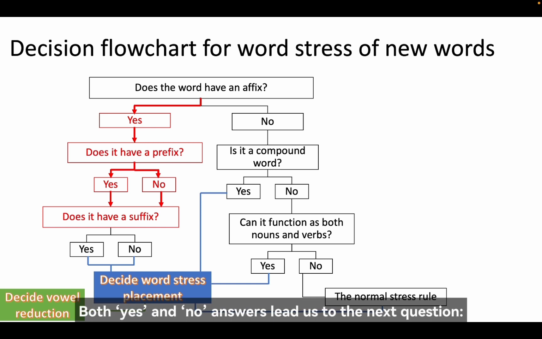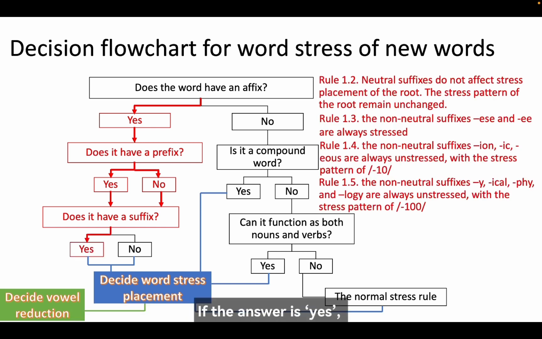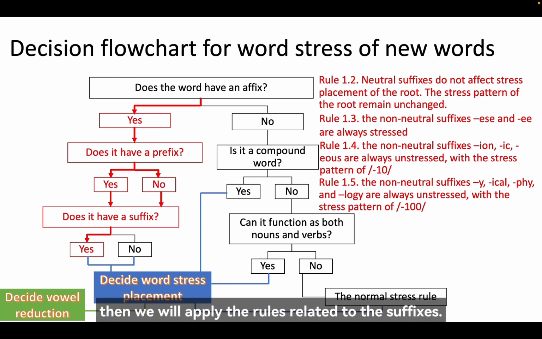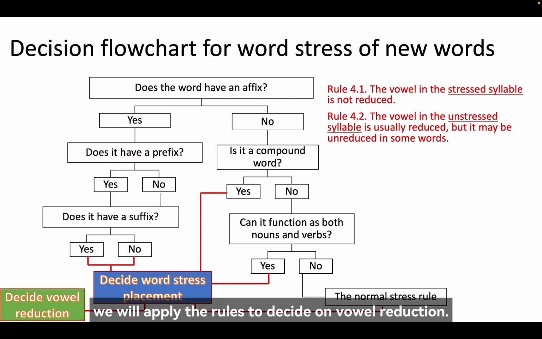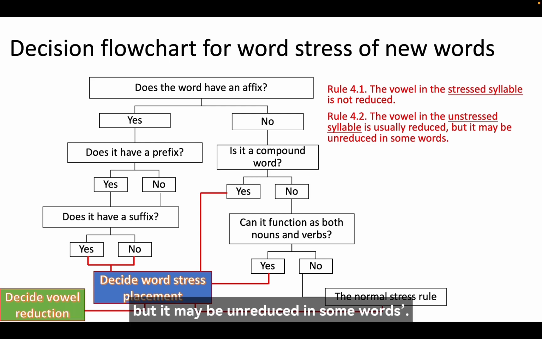Both yes and no answers lead us to the next question. Does it have a suffix? If the answer is yes, then we will apply the rules related to the suffixes. After deciding on word stress placement, we will apply the rules to decide on vowel reduction. Rule 4.1. The vowel in the stressed syllable is not reduced. And Rule 4.2. The vowel in the unstressed syllable is usually reduced, but it may be unreduced in some words.